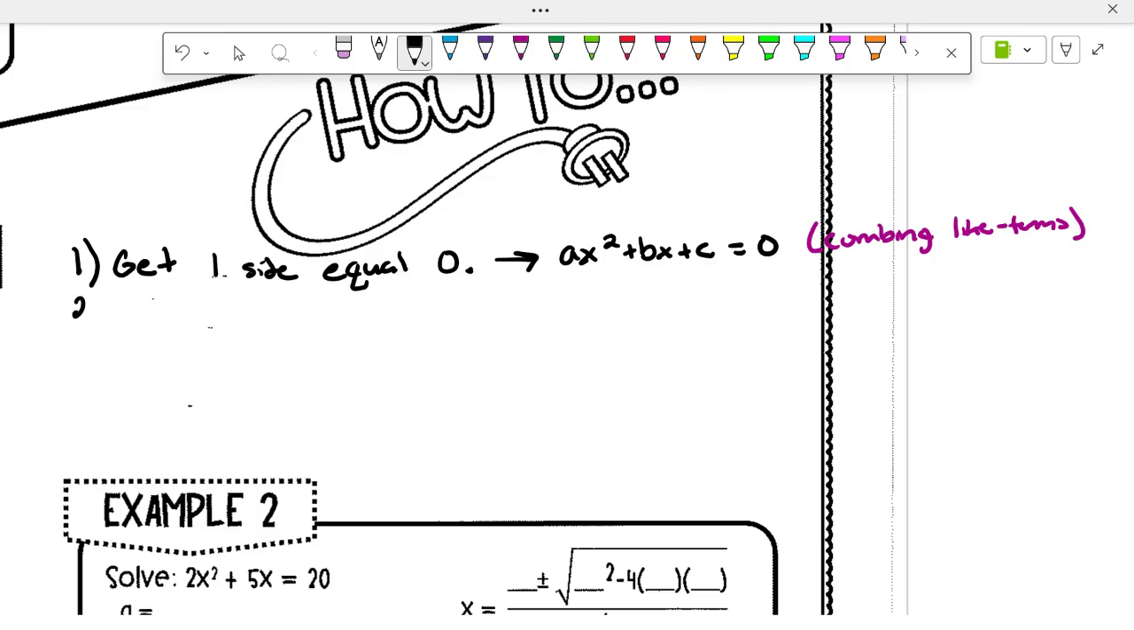The second step is to identify what a, b, and c are. What I tell my students is to always do a quick write down of what a, b, and c are so you can easily plug and chug. You shouldn't have to think too hard about that when you're putting it in the formula.